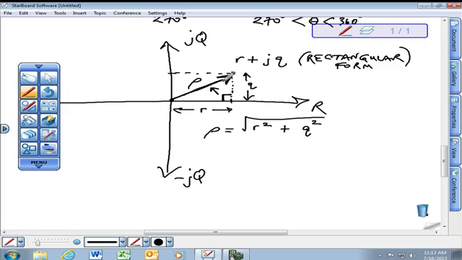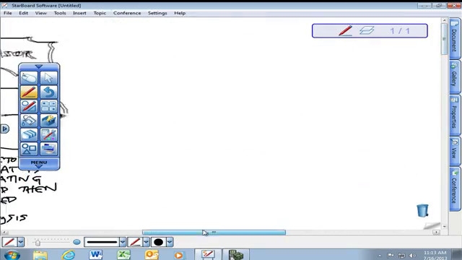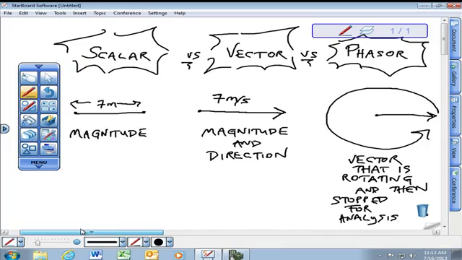Remember what a phasor is. A phasor has magnitude, that's your rho, and what else does a phasor have? Do you recall? Think back. I know it's been a while. Let's go back to what we first talked about. Scalar, only magnitude. Vector, magnitude and direction. Phasor, hello, you've got the magnitude and direction. That's why you're dealing with a vector. So you've got the magnitude.